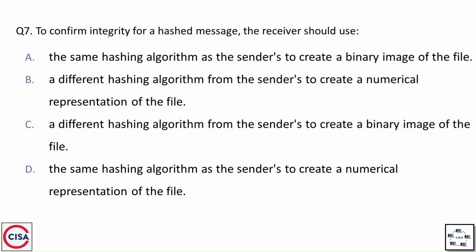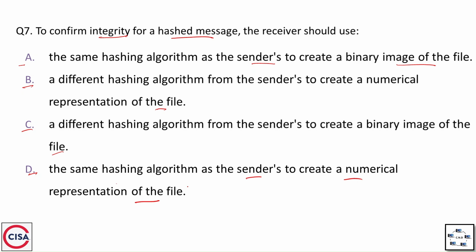Question number 7, to confirm the integrity of a hashed message, the receiver should use option A, the same hashing algorithm as the sender's to create a binary image of the file. Option B, a different hashing algorithm from the sender's to create a numerical representation of the file. Option C, a different hashing algorithm from the sender's to create a binary image of the file. And option D, the same hashing algorithm as the sender's to create a numerical representation of the file.